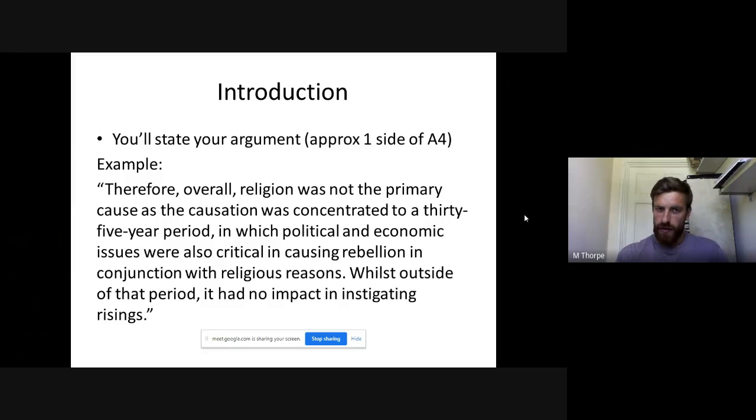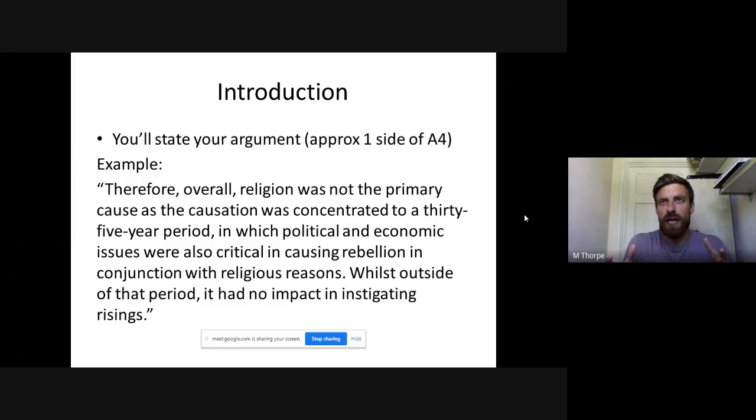I say roughly because it could be more or less. But I've written there a very short ending to an introduction where it says, therefore, overall, religion was not the primary cause, as the causation was concentrated to a 35-year period in which political and economic issues were also critical in causing rebellion in conjunction with religious reasons, whilst outside of that period it had no impact in instigating risings.